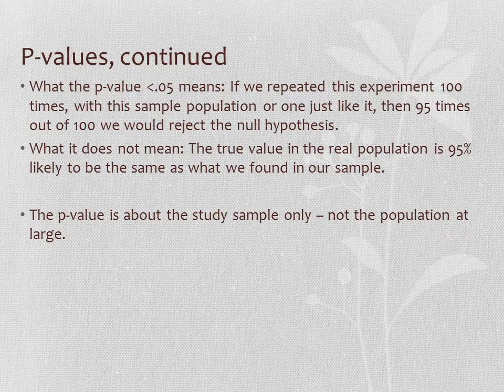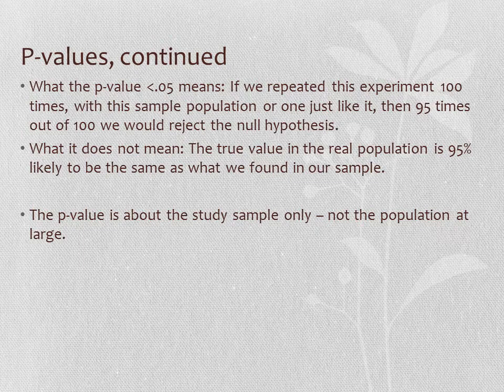So what does it mean to say that the p-value is less than 0.05? I just want to make this clear because a lot of people don't quite have this right in their head. What it means is if we repeated this experiment 100 times with this sample population or one just like it, then 95 times out of 100 we would reject the null hypothesis and find the result that we found here. And that is considered to be very robust. And most math people and statisticians are really happy with that and say, okay, it's real, it's statistically significant.